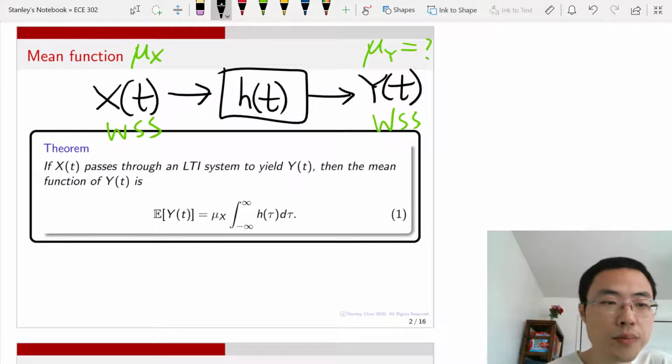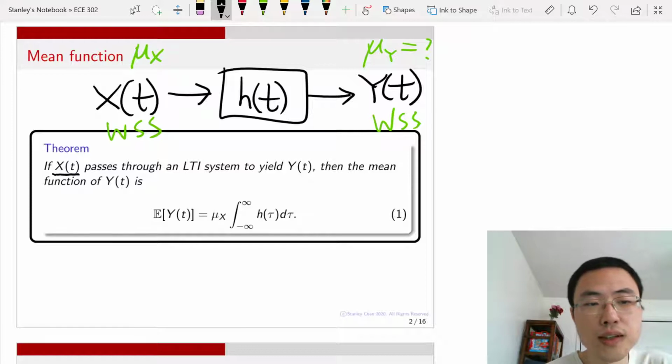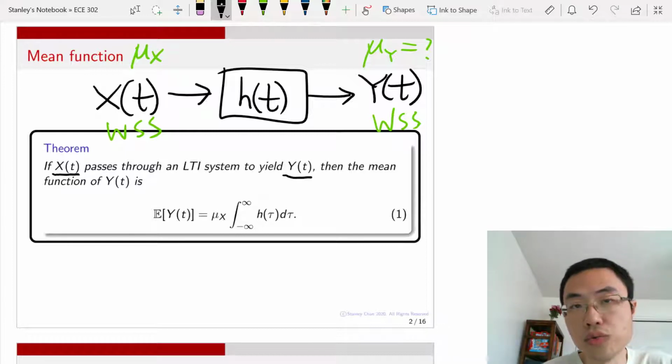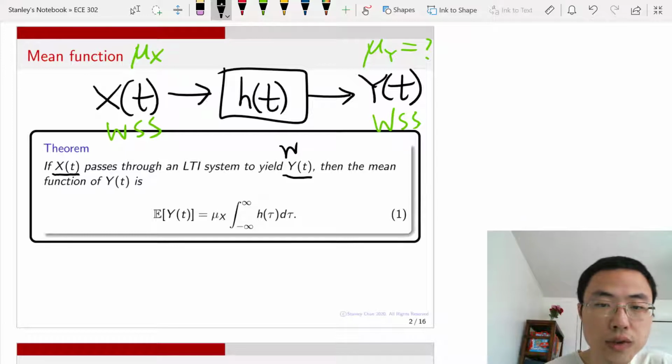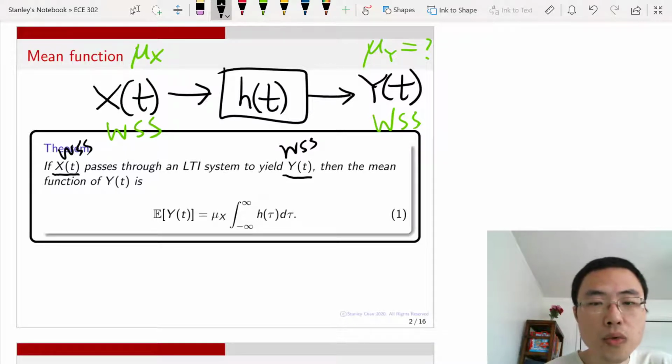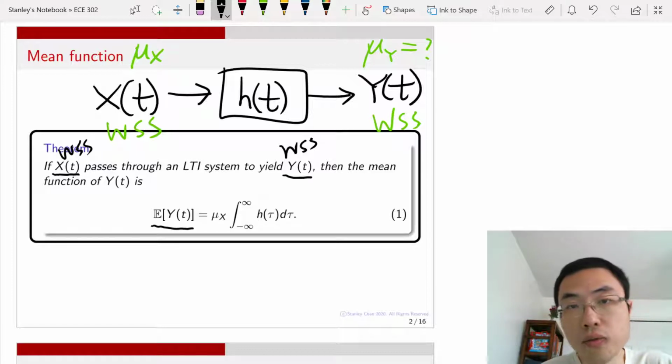So in this theorem, what it says is the following. You have this random process x of t, which is a wide-sense stationary process. It goes through an LTI system. You get another wide-sense stationary process, y of t, so both are wide-sense stationary processes. We can show that the mean of this y of t is given by the following formula. On the left-hand side, you have expectation of y of t. This is the mean of y.